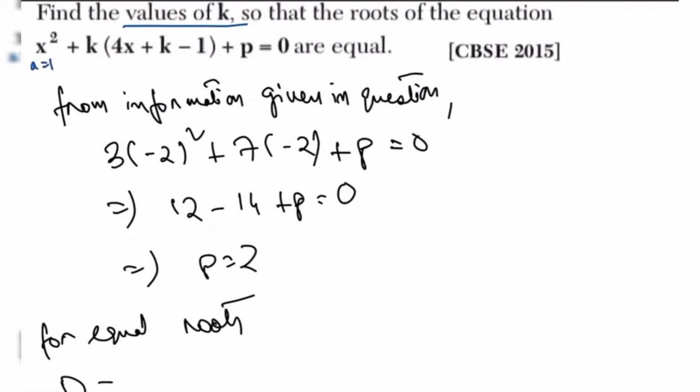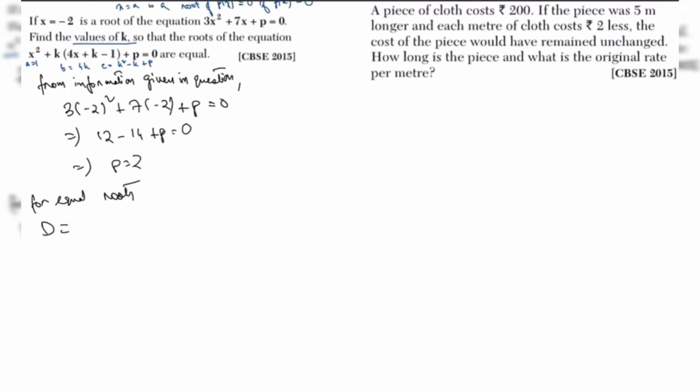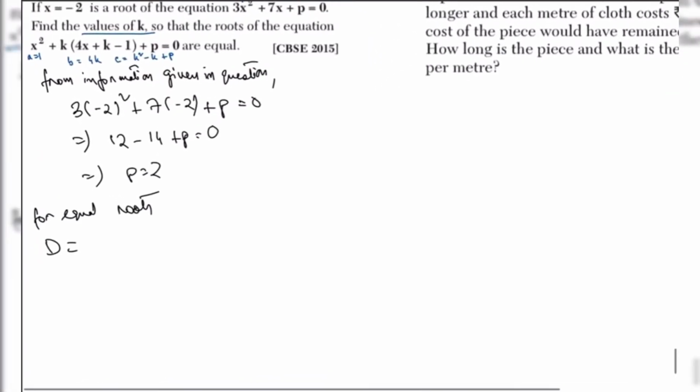So here we have a equal to 1. This whole thing is actually not b. You can see that b is only going to be 4k and c is going to be k square, so k times k minus 1, k square minus k plus p, right? Okay, so we'll just write this and then substitute p equal to 2.